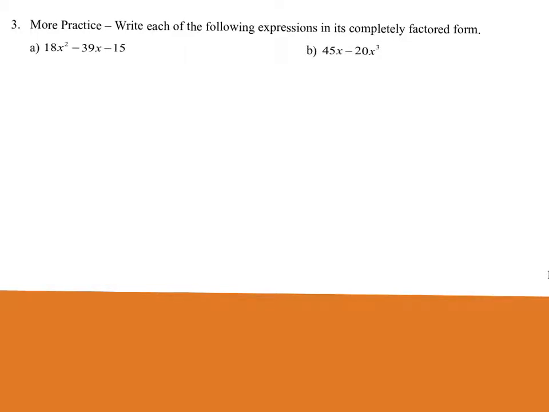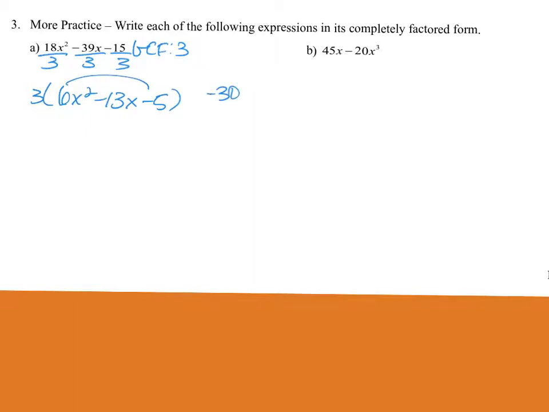Okay, so do I have a GCF? At first glance, 39 is a tricky number. It kind of looks like it might be prime, but it's not. There is a GCF of 3. 3 goes into 39 evenly. So it's going to give me a 6x squared minus 13x minus 5. Now I'm going to do factor by grouping again. Negative 30. Oh, this looks awfully familiar.